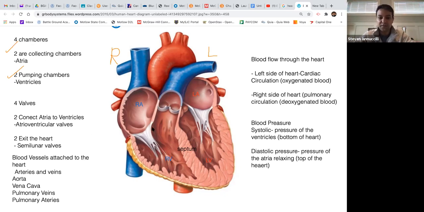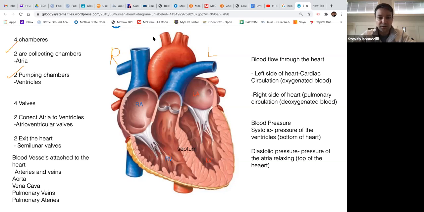You don't want these valves to go in two directions. You only want them in one direction. So both of these atrioventricular valves are going to connect the atria to the ventricles. You can see them here as these big white, connective tissue looking things. And that's what they're made of. They're made of connective tissue. They're made of tendons.